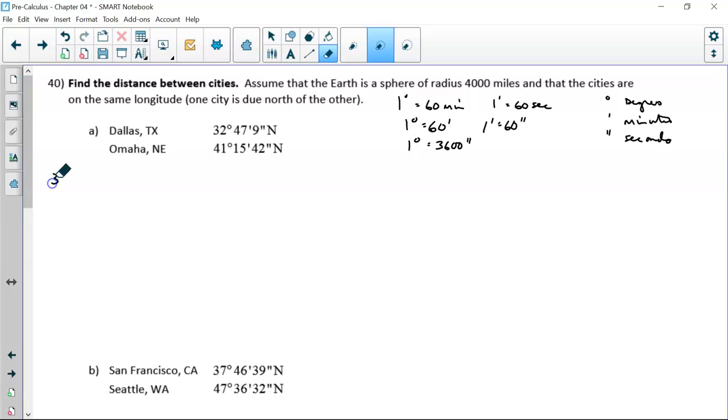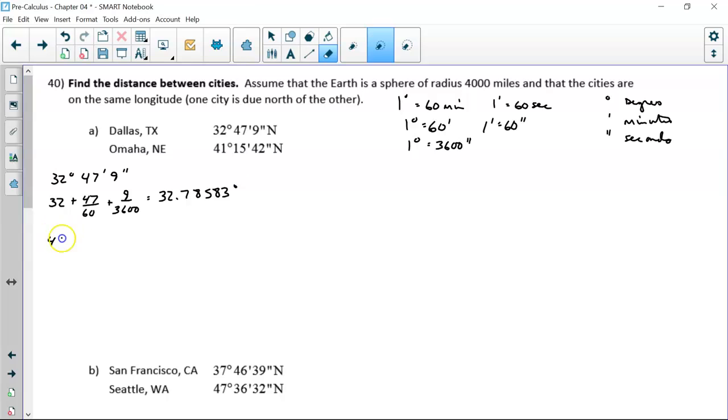Working with this, we want to find our locations in degrees only. So 32 degrees, 47 minutes, and 9 seconds. The way we can find that, it's going to be 32 plus 47 over 60 plus 9 over 3,600. And that's how we're going to find our value. So when we do that, we're going to get about 32.78583 degrees. And we could just use our calculators for this.